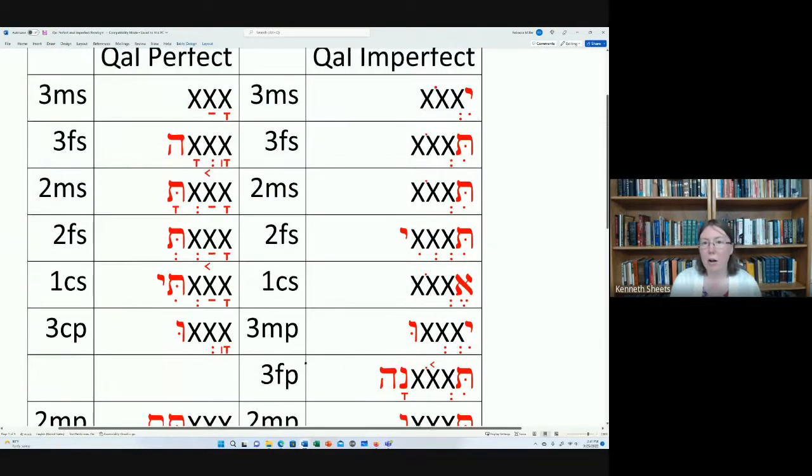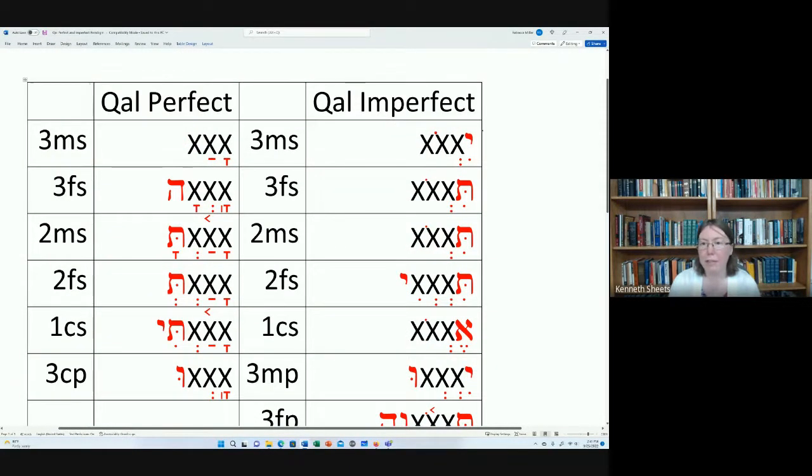And then over here on the Qal imperfect, we had discussed a couple weeks ago that one of the things that really tells us the subject of the verb for an imperfect are what we call these imperfect preformatives.